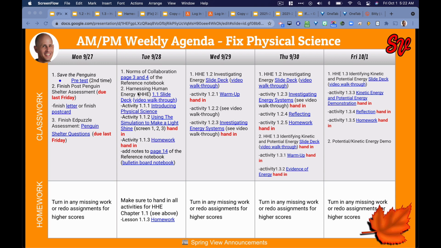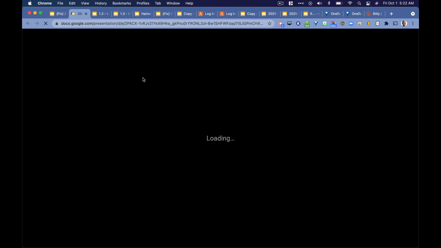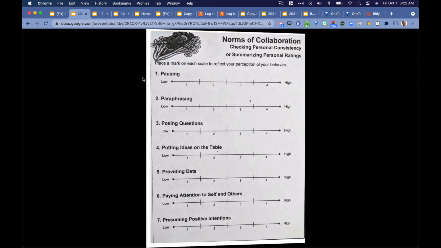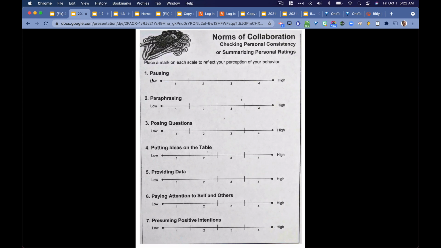On Tuesday, we did the norms of collaboration. So let's take a look at that. In the reference notebook on pages 3 and 4, we reviewed the norms of collaboration, and then they evaluated themselves on how well they think they are doing at this moment in time.